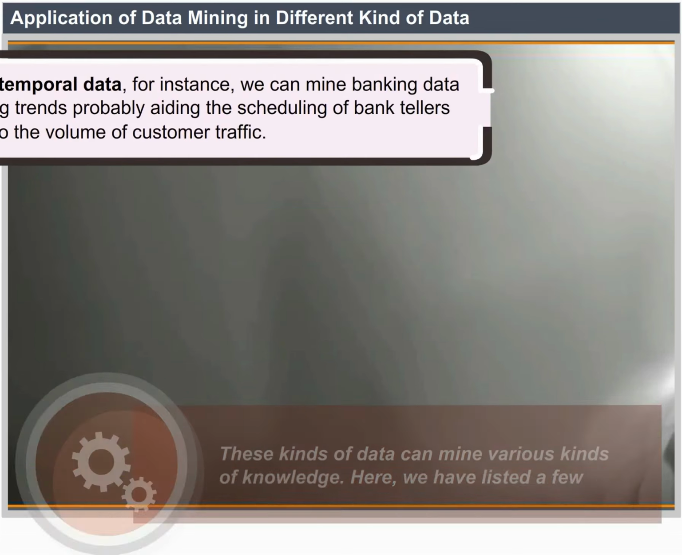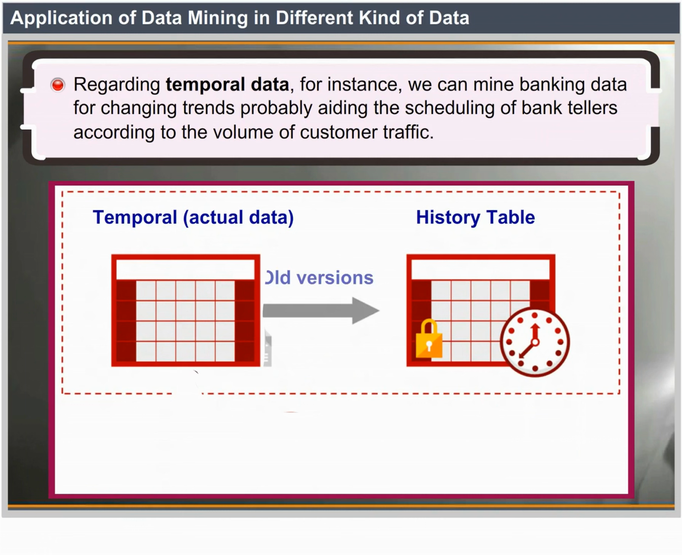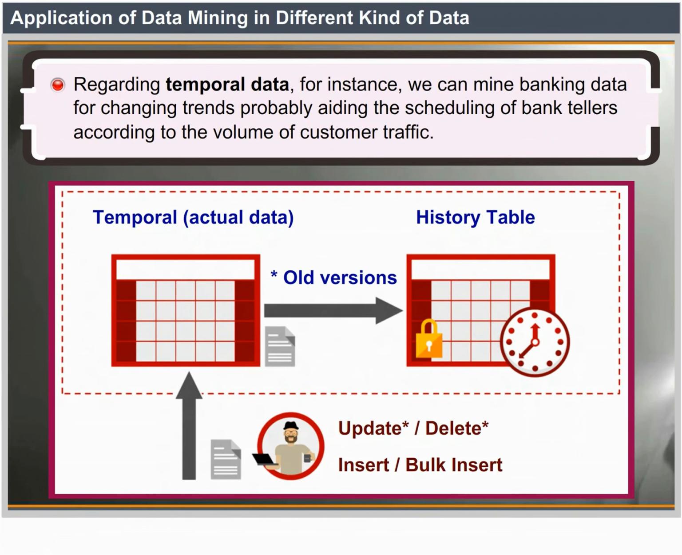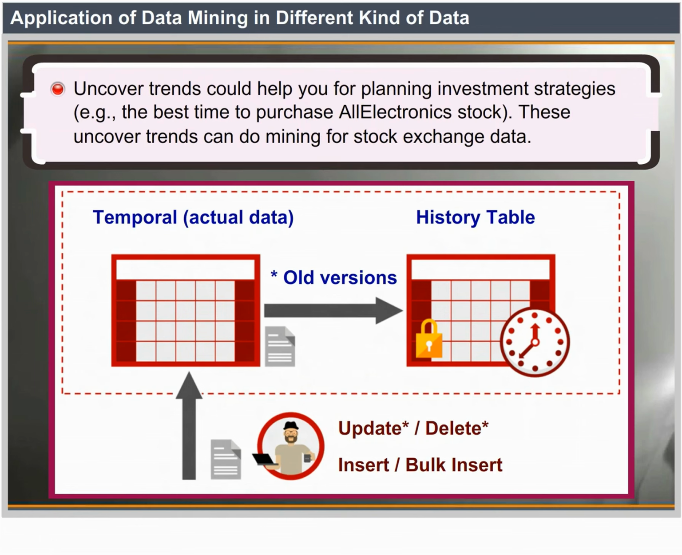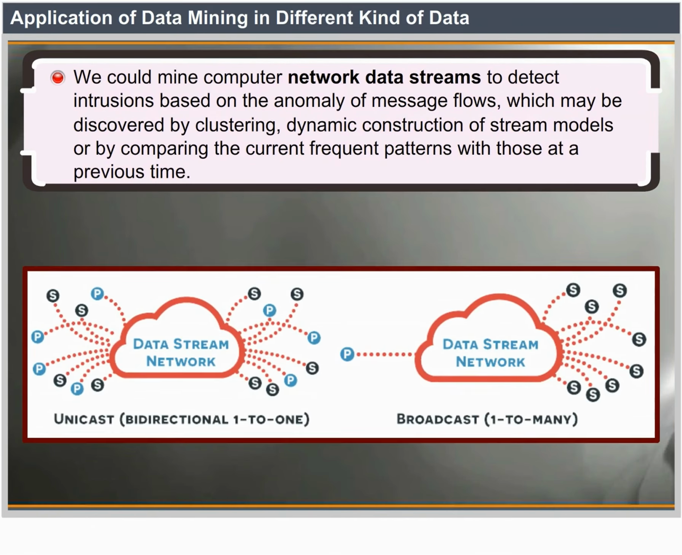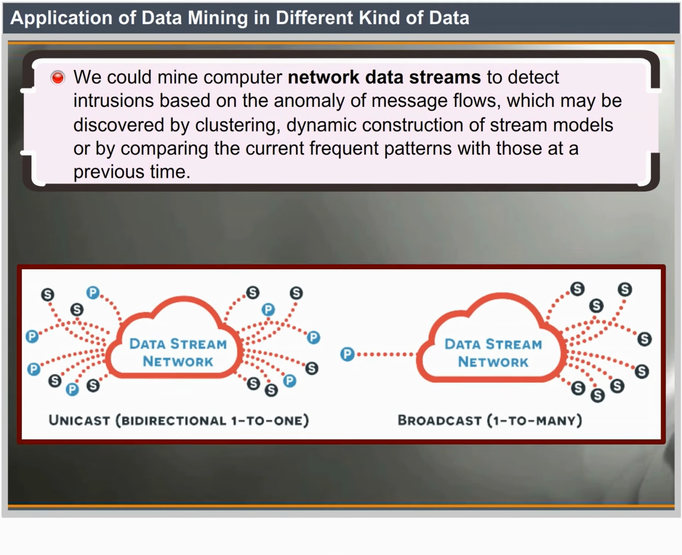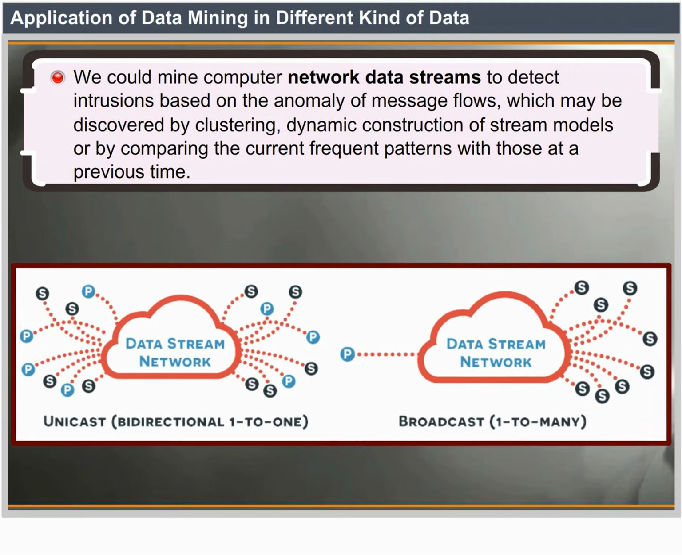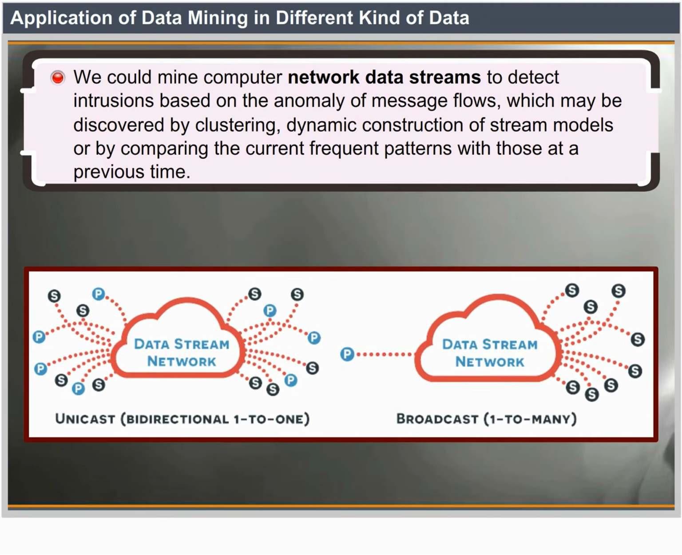Regarding temporal data, for instance, we can mine banking data for changing trends, which may aid in the scheduling of bank tellers according to the volume of customer traffic. Stock exchange data can be mined to uncover trends that could help you plan investment strategies, for example, the best time to purchase AllElectronics stock. We could mine computer network data streams to detect intrusions based on the anomaly of message flows, which may be discovered by clustering, dynamic construction of stream models, or by comparing the current frequent patterns with those at a previous time.